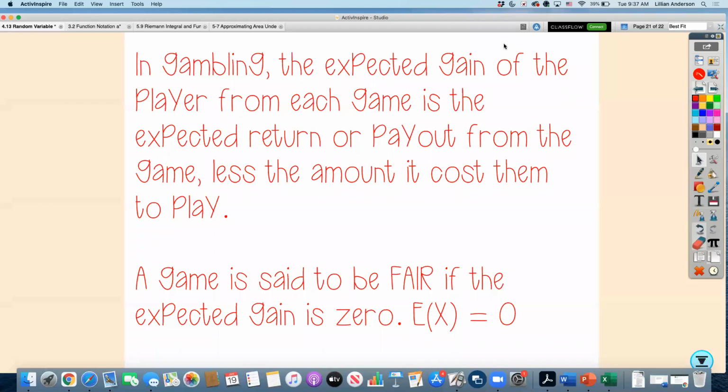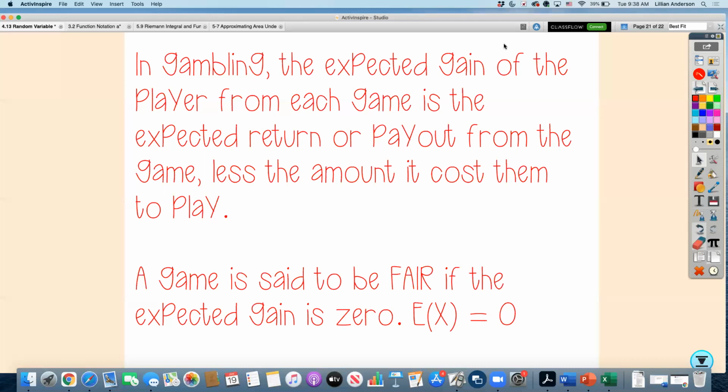Which makes sense, right? When you put a bet on something, and if you win, your expected return is what you get after you subtract however much it costs for you to play the game, or how much you put in for the bet. A game is said to be fair if the expected gain is 0, or if capital E of capital X is equal to 0.